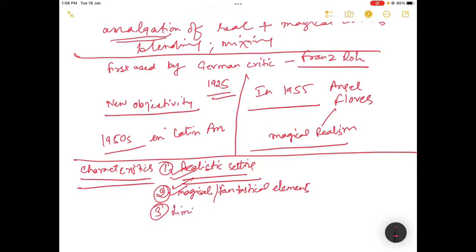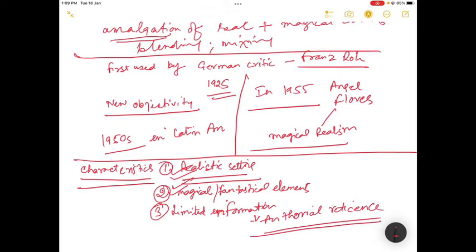Next is limited information. Magical realism authors deliberately leave the magic in their stories unexplained in order to normalize it as much as possible and reinforce that it is a part of everyday life. You can call it authorial reticence. This is authorial reticence. What is this authorial reticence?